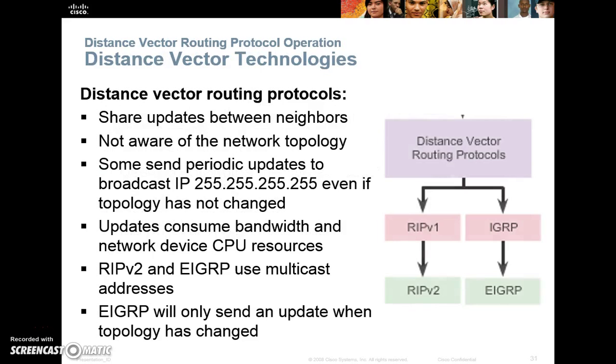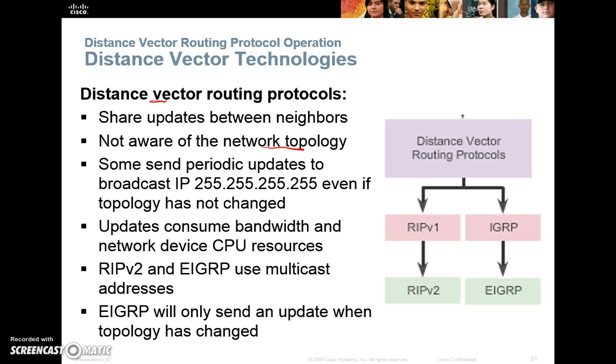Okay, let's look at distance vector routing protocol. Some of the characteristics: basically they share routing updates between the neighbors. The routers share the routing updates, but they do not have the entire network topology. That's why it's called a distance vector routing protocol, compared to link state where you have the entire map.